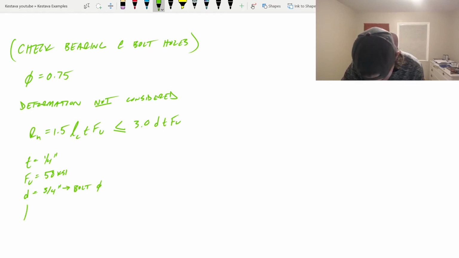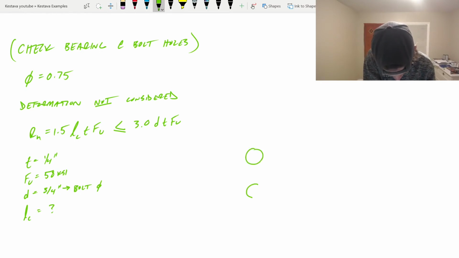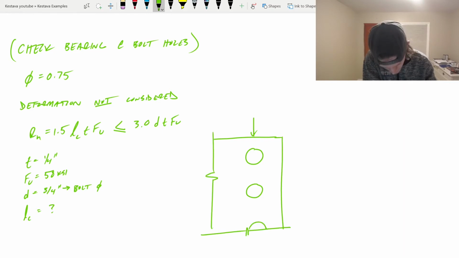So now we just need Lc. So Lc, they said, is the distance parallel with the direction of the force. So we know that our force, let me do this and do that. This is just kind of a close-up here of the plate between the bolt, bottom of bolt, and the next adjacent bolt or edge of plate. So that's going to be here to here.